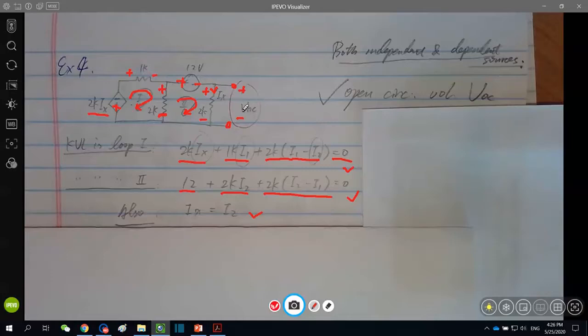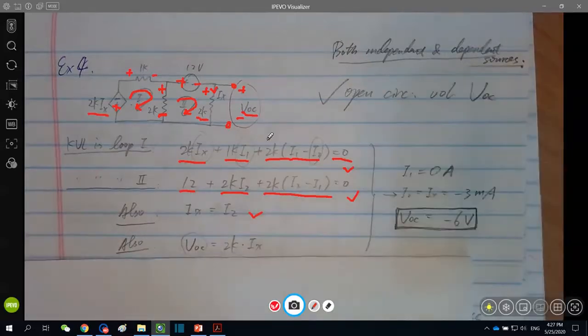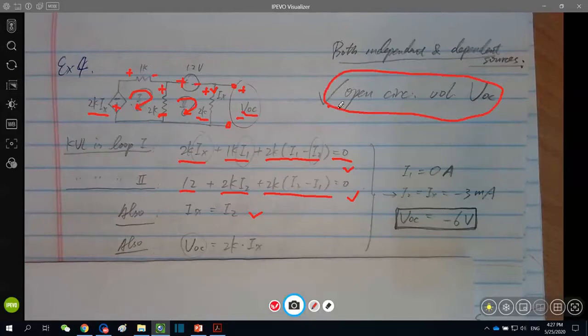However, we are looking for VOC, so we need to somehow link to this voltage. So how to do that? By observing the circuit, VOC is nothing but the voltage across 2K with downwards current Ix. So with very simple Ohm's law, we can find VOC. It turns out to be negative 6 volts. This is nothing but our VTH. So as the first step, find VTH.